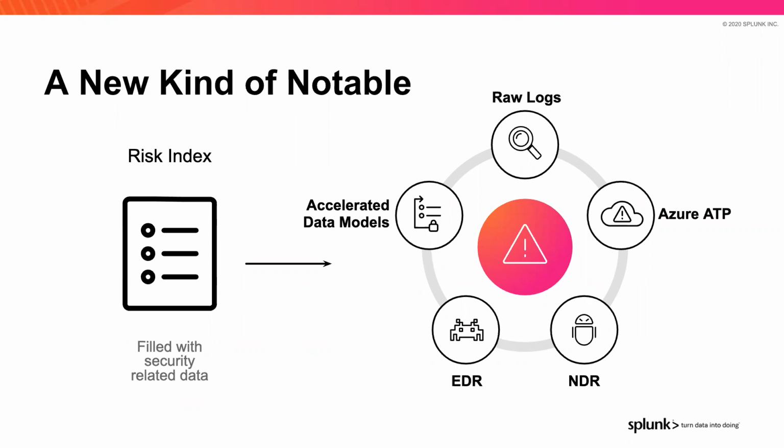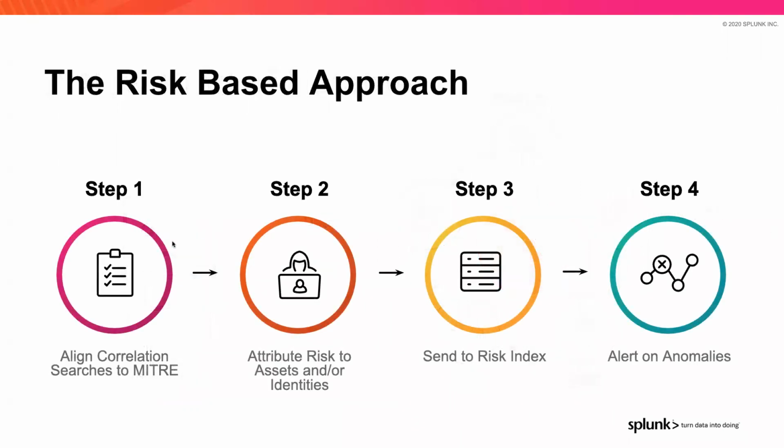So boiled down to its key components, the way we get there is a 4-step process. We align our searches to an industry standard framework, in this case MITRE. We attribute and score risk based on the assets and identities that are important to our enterprise. We put that in a common location, the risk index, and then we alert on those anomalies.